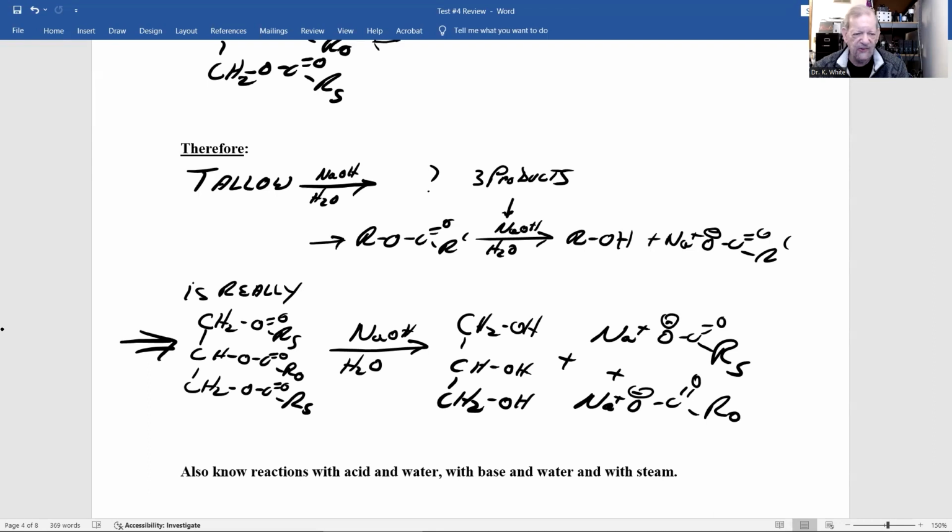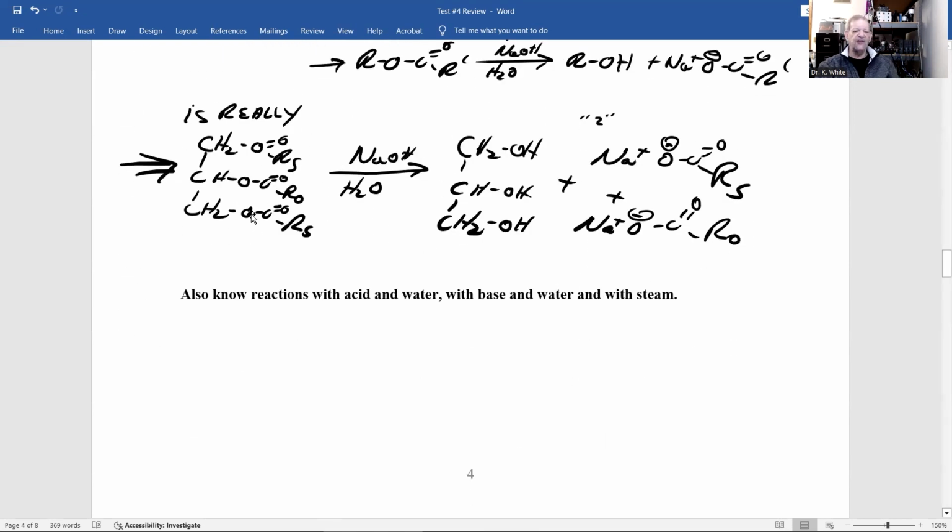So if I ask, what are the reaction products of tallow with sodium hydroxide and water? You would get first ester, this alcohol plus sodium stearate. Second ester, this alcohol plus sodium oleate. And the third ester, you get this alcohol and sodium stearate again. You don't have to write the two here because I never ask you to balance. And therefore, there are three different products.